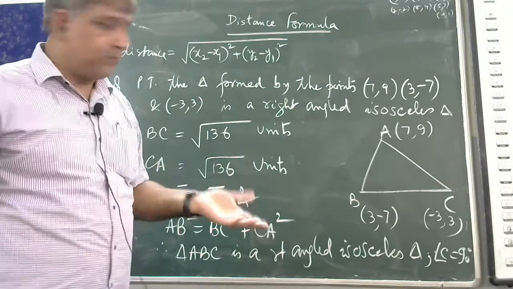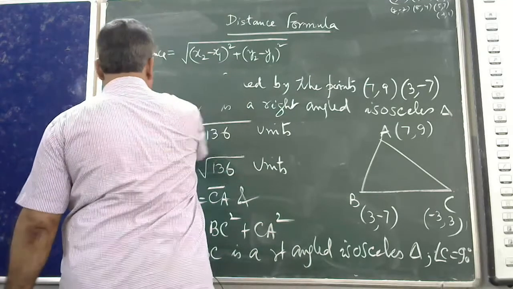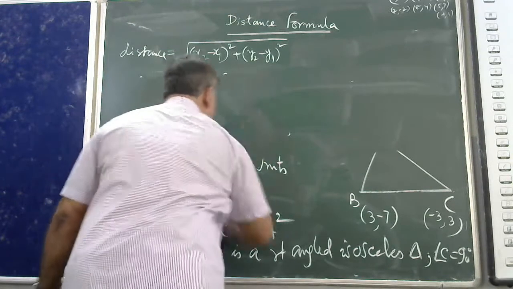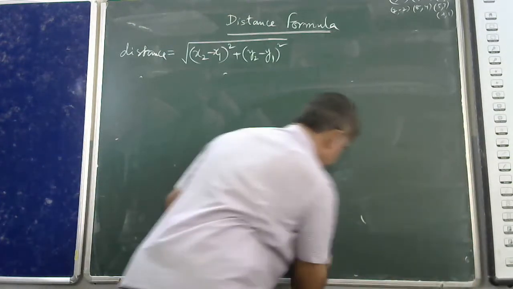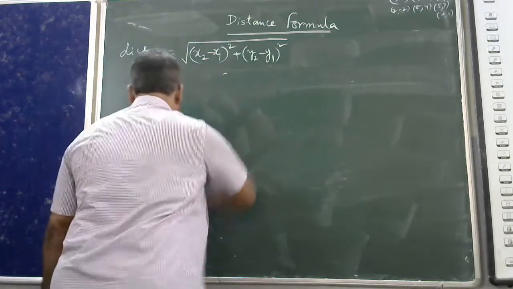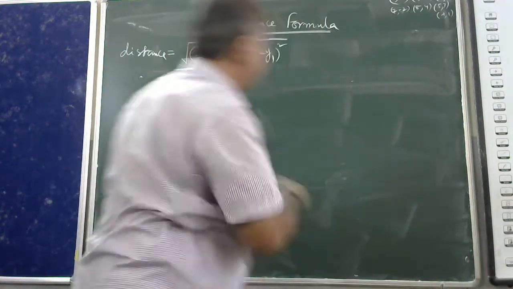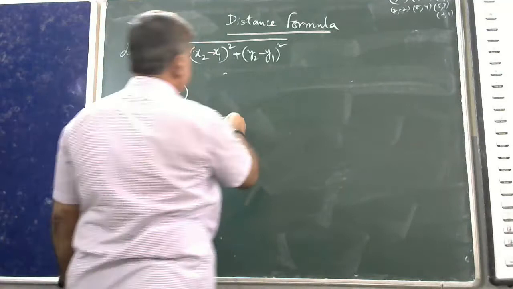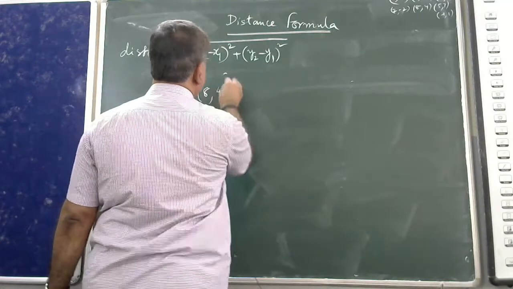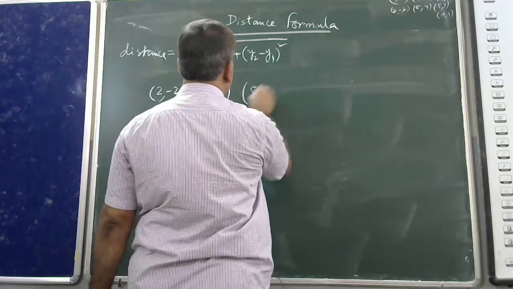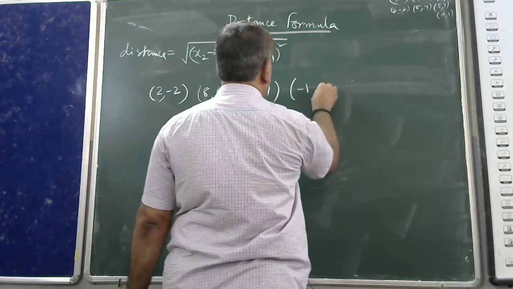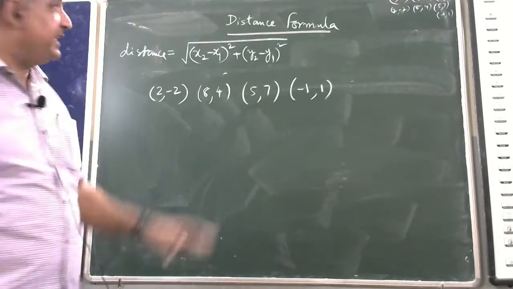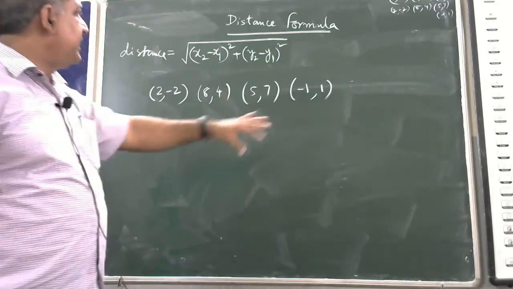Now, take one more problem. Say, it is asked to identify the coordinate figure which is formed by the points. I'm giving you the points 2, comma, minus 2, then 8, comma, 4, then 5, comma, 7, then minus 1, comma, 1. Suppose the four points are given to you, and it is asked to identify the figure formed by these four points.